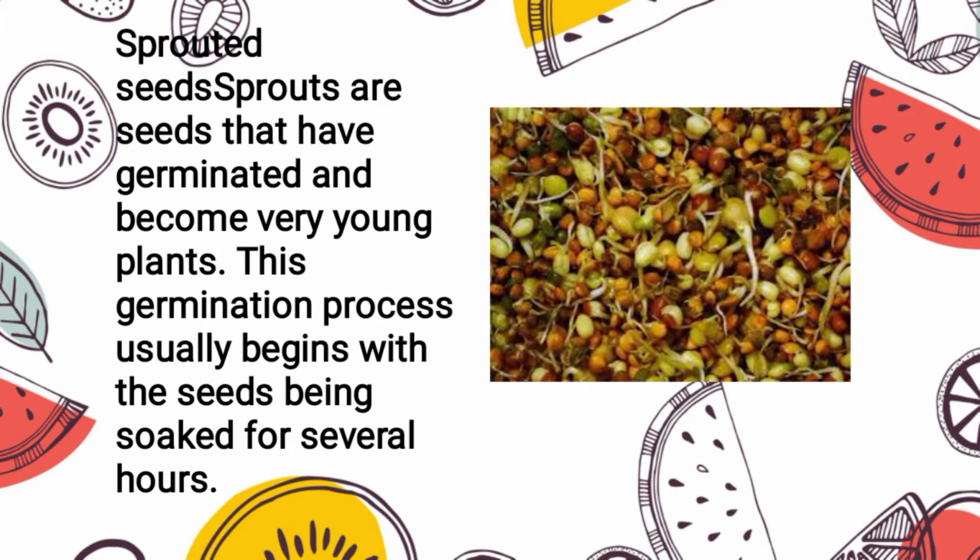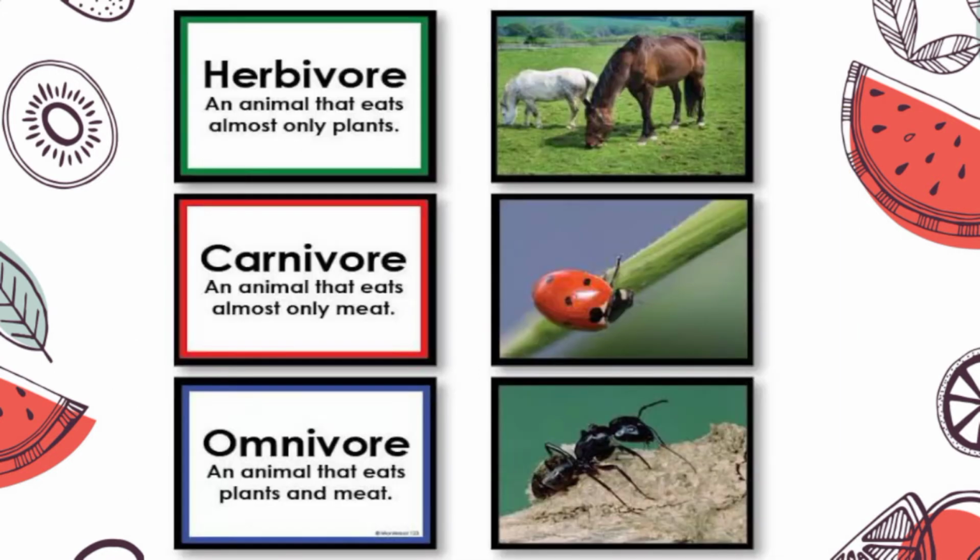This germination process usually begins with the seeds being soaked for several hours. So how does this germination begin? You have to soak these seeds in water for several hours, remove them, and wrap them in a wet cloth. Then the germination will begin and that forms the sprouted seeds.